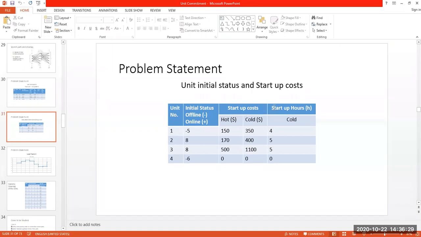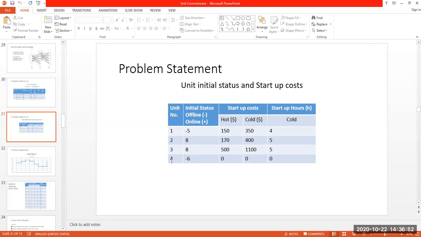And we also need the information about the startup hours, which means that if, let's say, unit 1 has been turned off for at least 4 hours, then we will assume that the unit has cooled down completely. Similarly, if unit number 2 has been turned off or shut down for the last 5 hours, then it has cooled down, and so on.